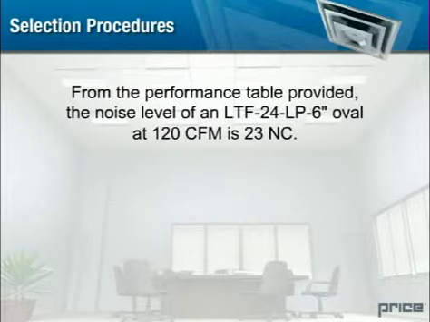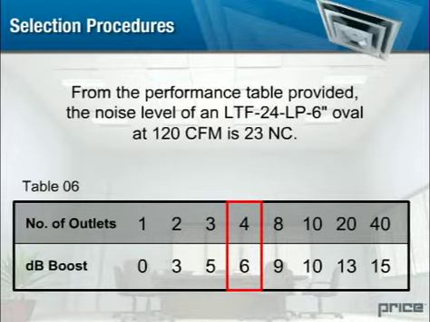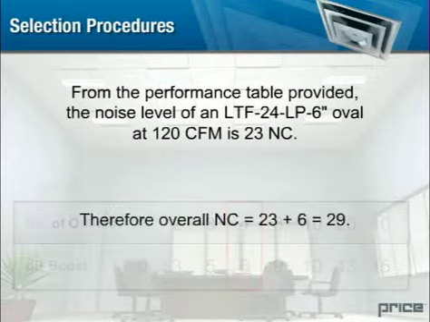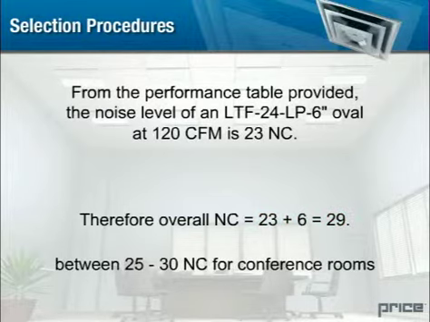From the performance table provided, the noise level of an LTF 24LP 6-inch oval at 120 CFM is 23 NC. From this table, the additive effect of 4 outlets is 6 decibels. Therefore, overall NC is 23 plus 6, equaling 29. This selection maintains a noise level between 25 and 30 within the recommended range.